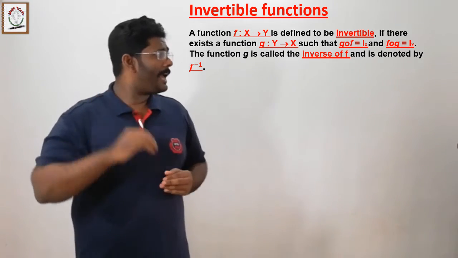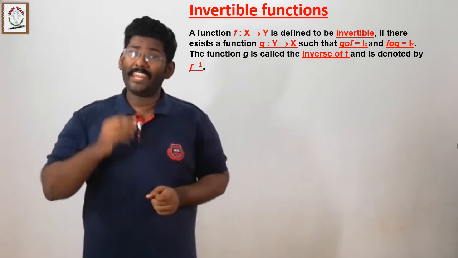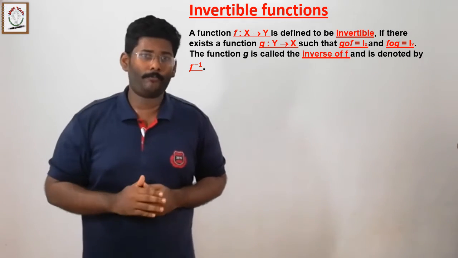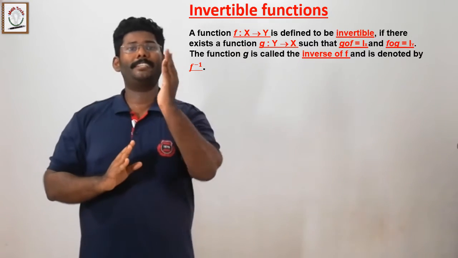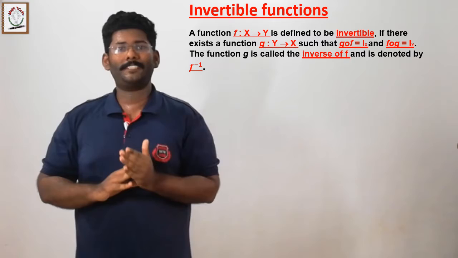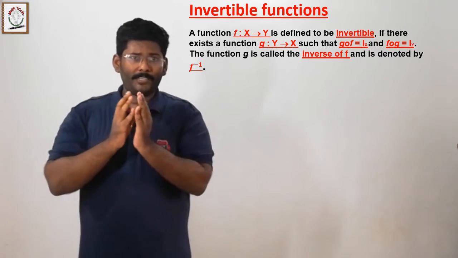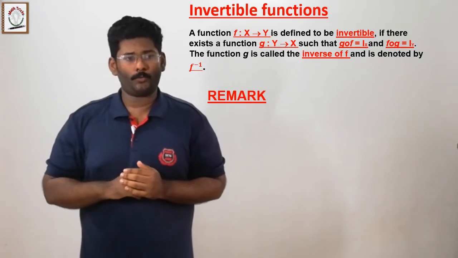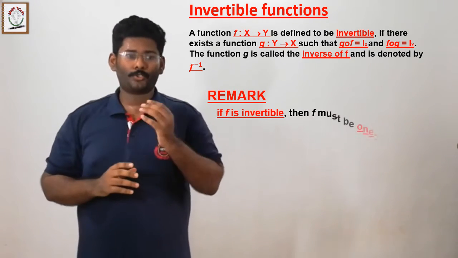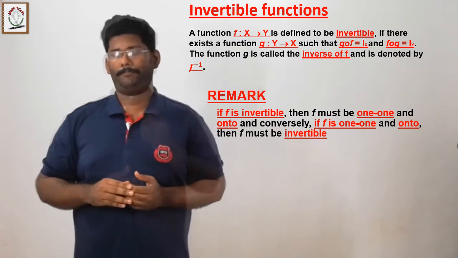That is, the function f from X to Y is said to be invertible if there exists a function g from Y to X such that g composite f is equal to identity of X and f composite g is equal to identity of Y. If the function f is invertible, then f must be one-one and onto, and conversely, if f is one-one and onto, the function is invertible.